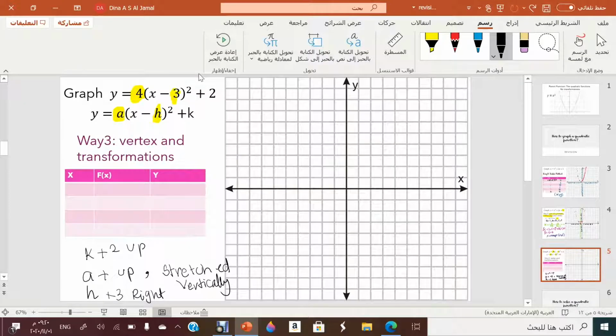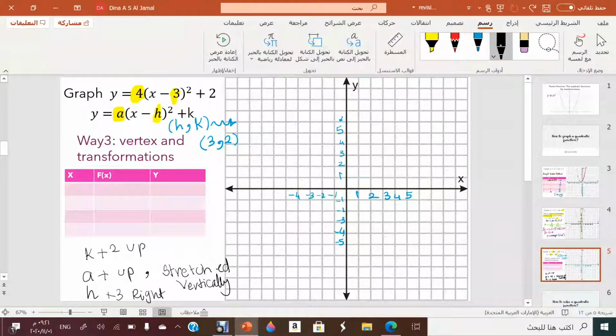Okay. Now let's start graphing. So your vertex here will be all about h and k. That means your vertex, it's all about 3 and 2. So let's just plug the numbers: 1, 2, 3, 4, 5, minus 1, minus 2, minus 3, minus 4, minus 5 on the axes, and 1, 2, 3, 4, 5, 6.